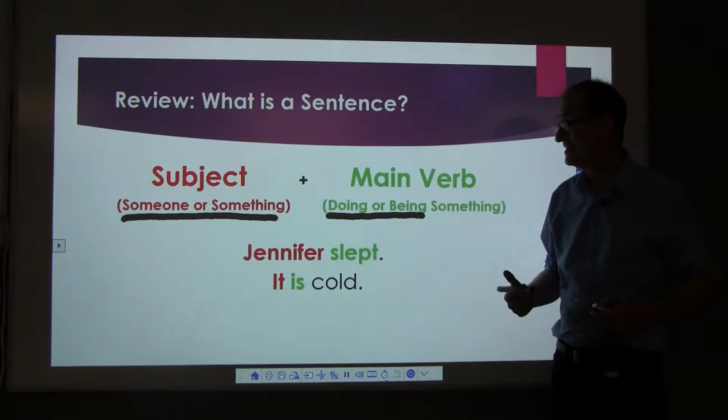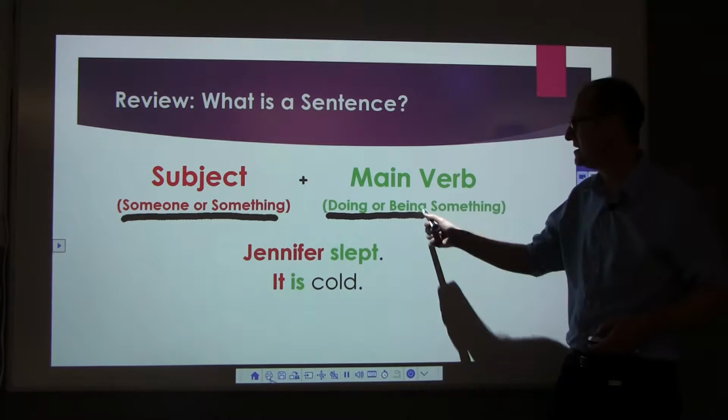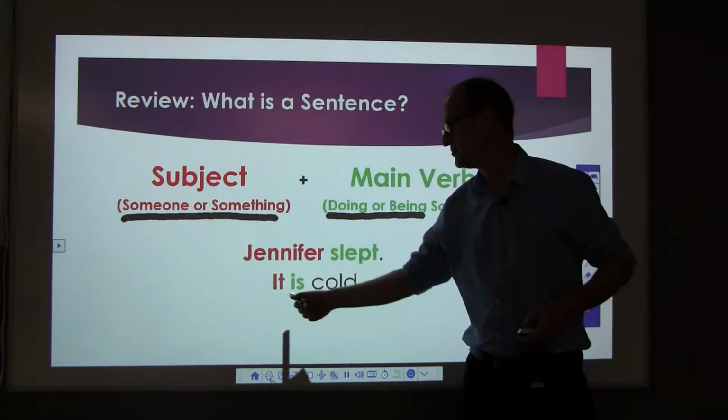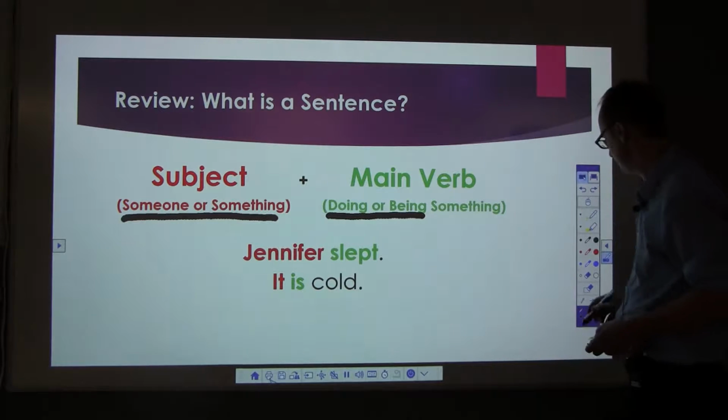Here's another one. It is cold. That's a complete sentence. We have something, which is it, being something, and that's cold. The word that links the subject to the word that describes it is the main verb, is.